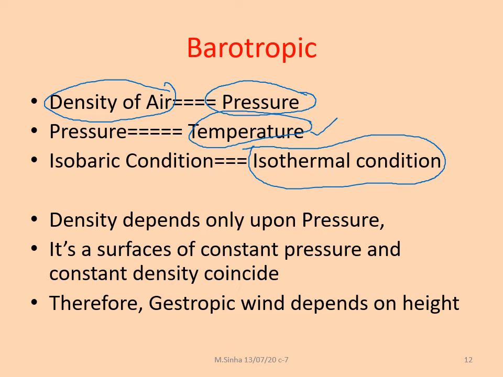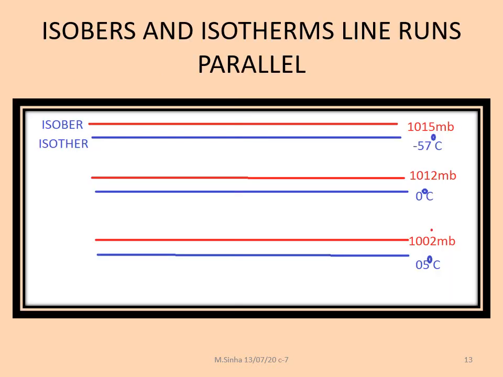What will be the result? The result will be, what will be the result? The isobar. Isobar means the line with equal air pressure. And isotherm means the lines connecting points of equal thermal condition, that is, the temperature of those places is equal. So what will be the result? Isobar and isothermal lines run parallel. So this is the condition of barotropic condition.